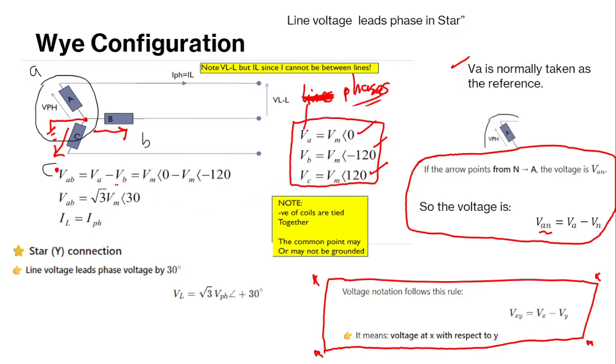Cool. So then now to get your line voltages, you have three lines for the Y. So you have VAB, you have VBC, and you have VCA.